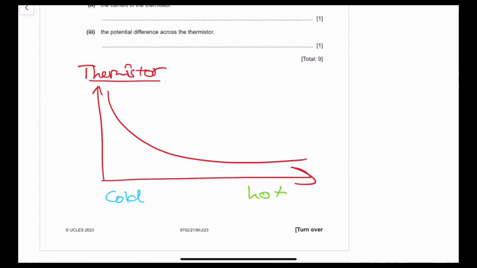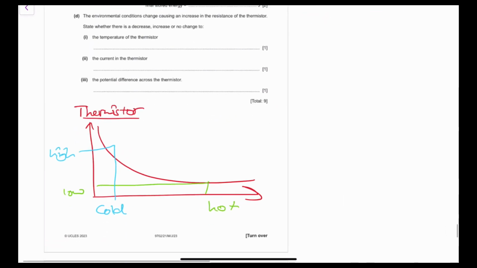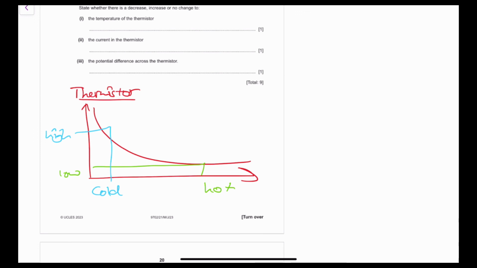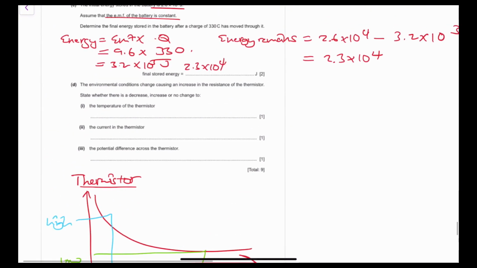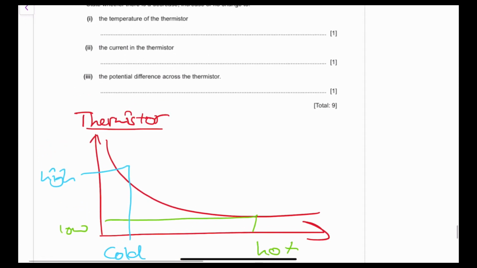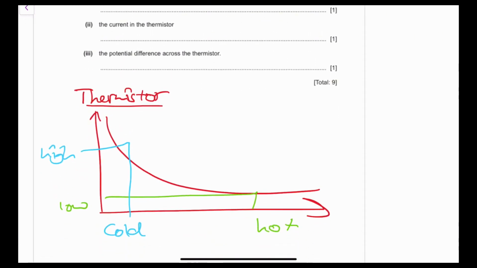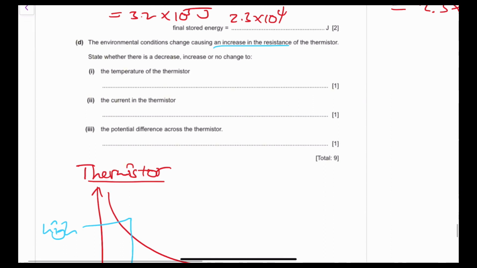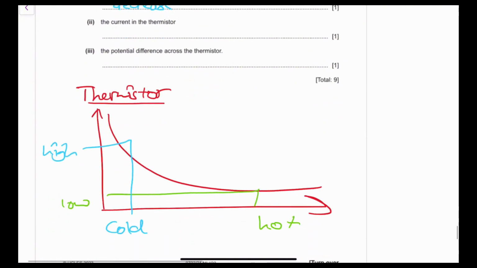So if you're at very hot conditions, your resistance is very low, but if it's very cold, your resistance is actually high. So this is how a thermistor works. This is called negative temperature coefficient. Whenever the temperature is very hot, very low resistance. Whenever the temperature is very cold, very high resistance. So if I have an increase in the resistance of a thermistor, what does that tell me? Oh, it's very cold because the resistance has increased. That would mean that the temperature has decreased, right?